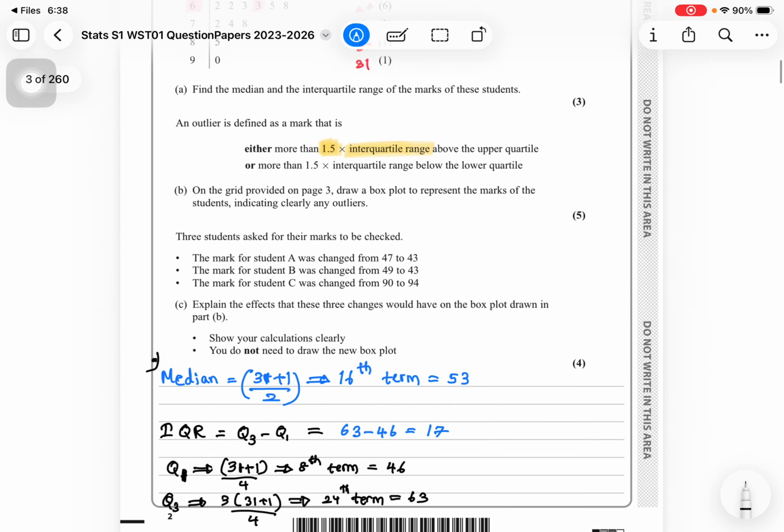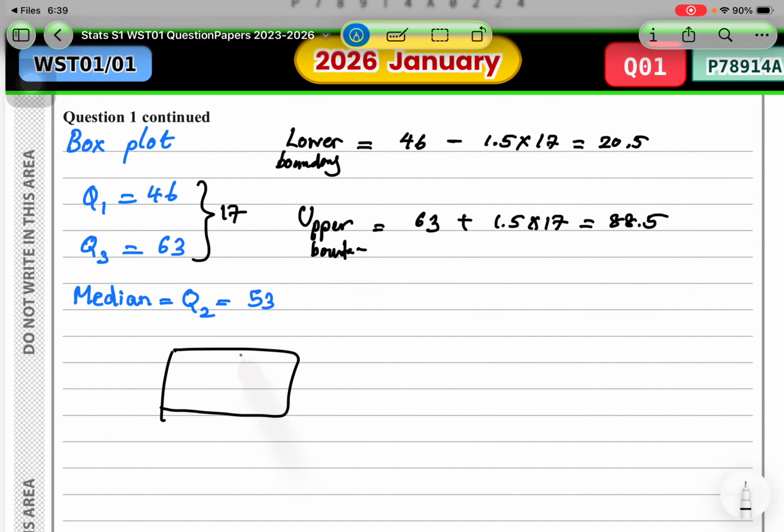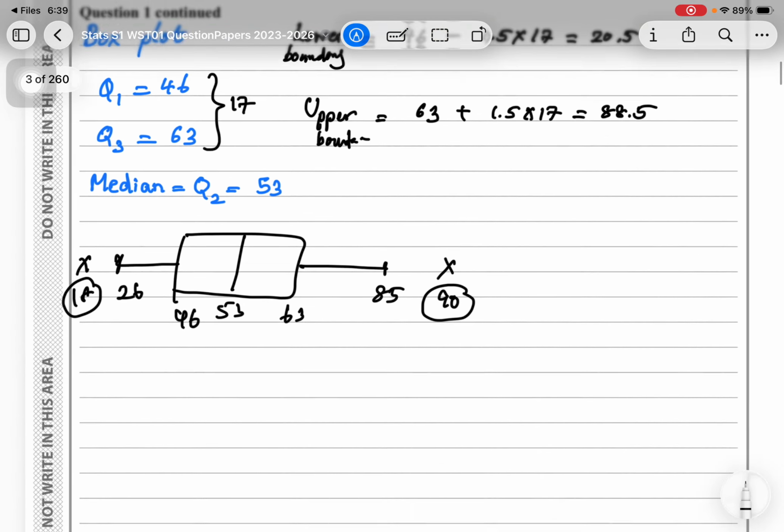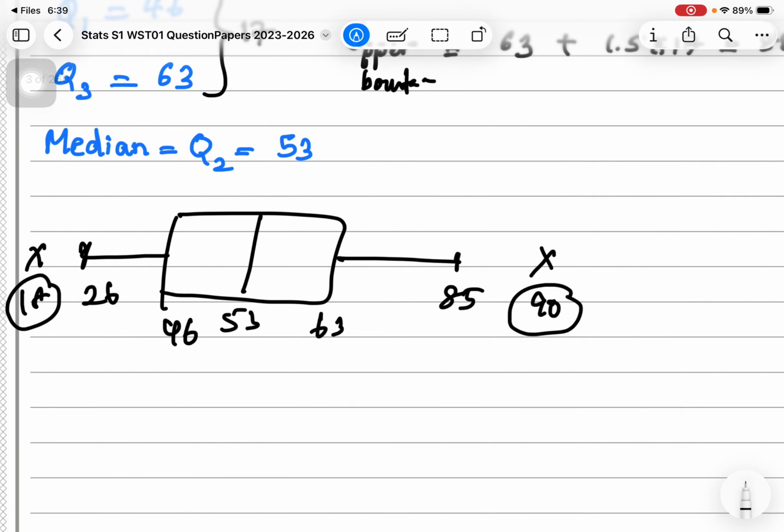Now these are the pieces of information that we have. So our box, if I quickly wrap around, will be 46, 53, 63, and the whiskers go up to which values? 18 was an outlier, 90 was an outlier, this corner was 85, and the other corner was 26. Let me quickly check. It's 26 and 85. Yes, correct. So this is my expected box plot.